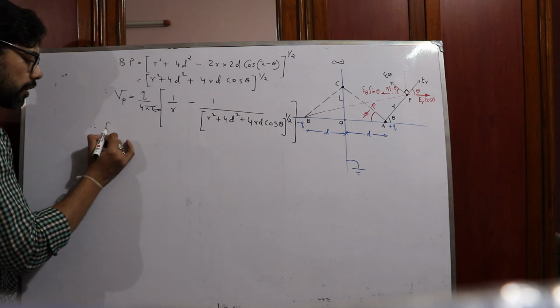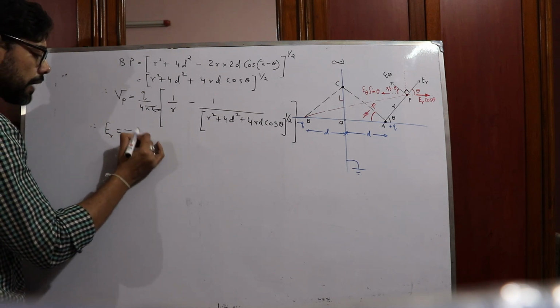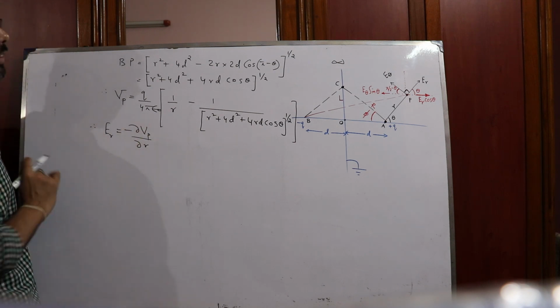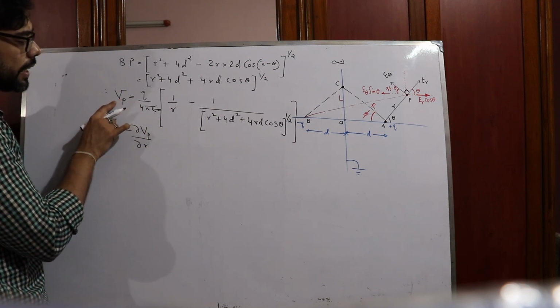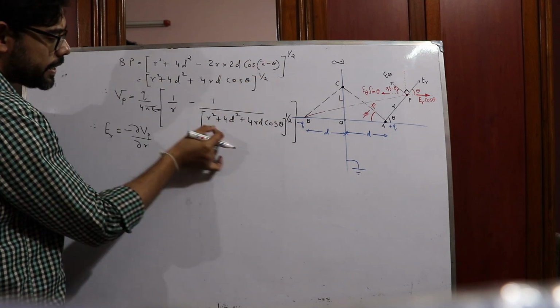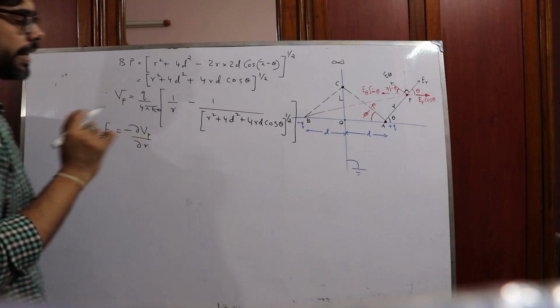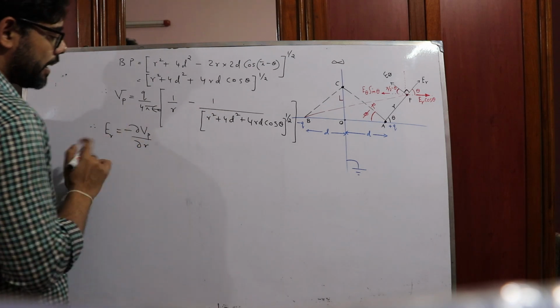So therefore the radial component of electric field is minus del V_P by del r. Now why am I using the partial differential sign? Because you see, this potential at the point P is a function of r as well as theta. So there are two variable dependencies, so that's why del.